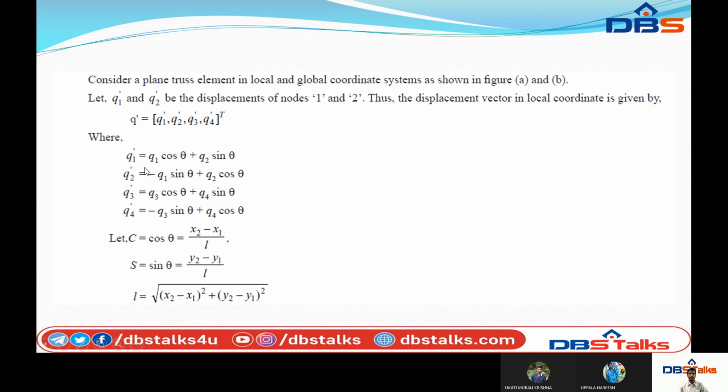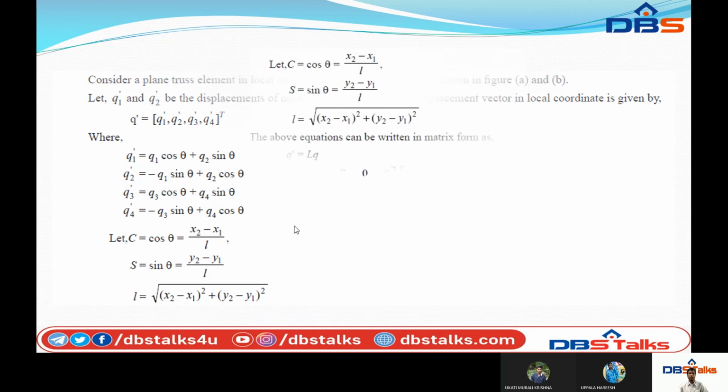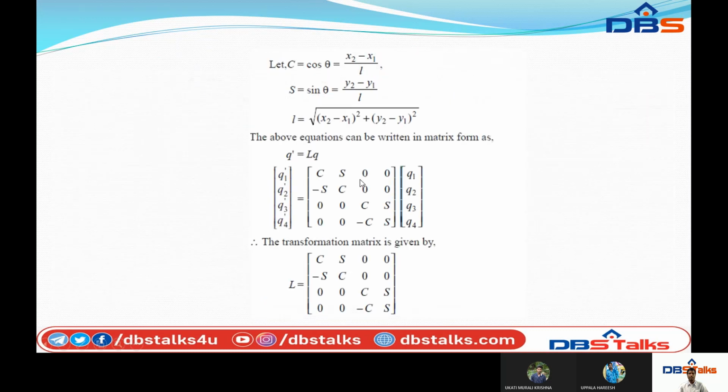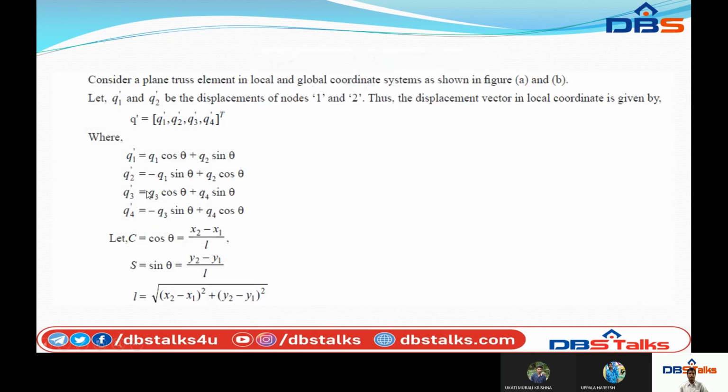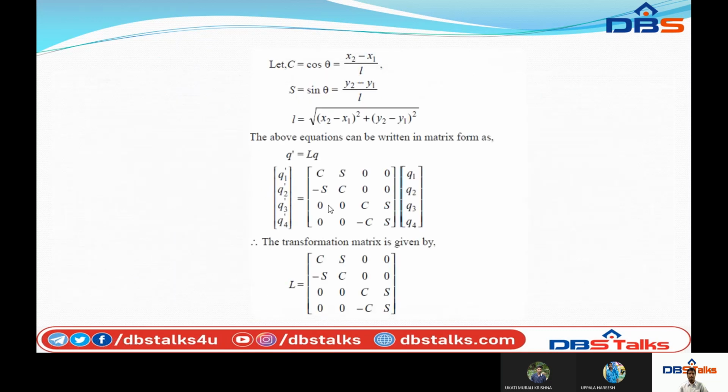Cos theta equals C, then plus Q2 sin theta equals S. Both are positive, so I'm taking C, S and then zeros; the other ones are zeros. Then coming to Q2 dash, one negative and one positive: sin theta S, minus S plus C, then zeros.